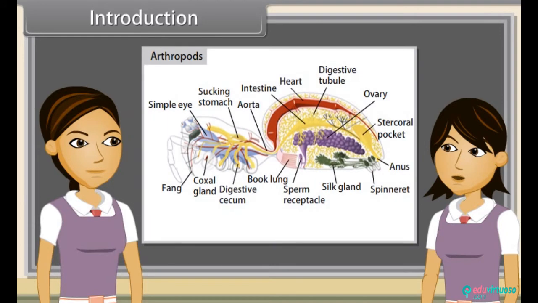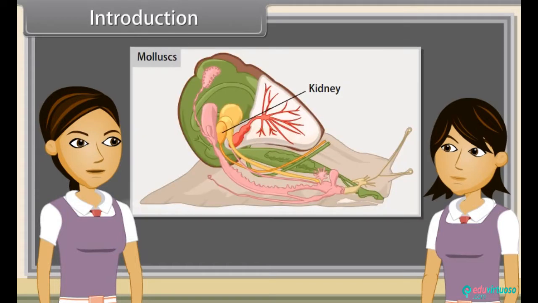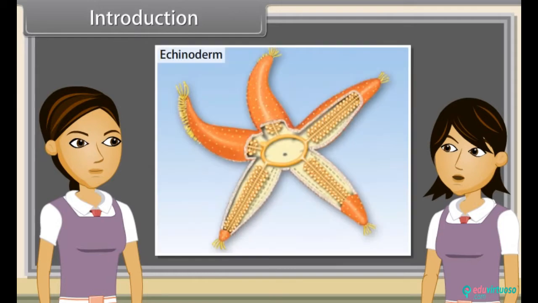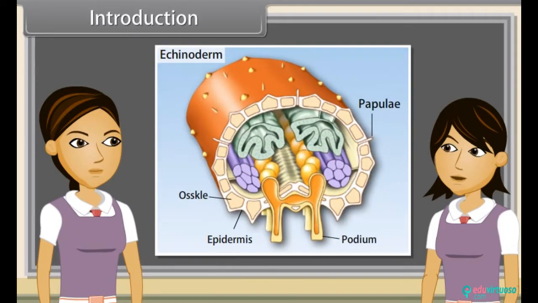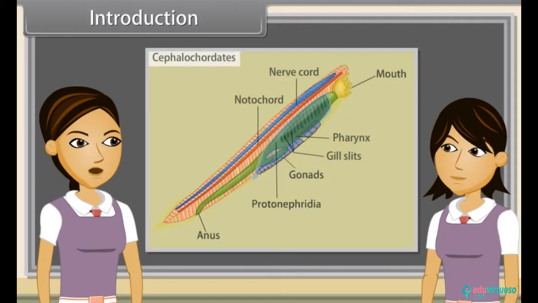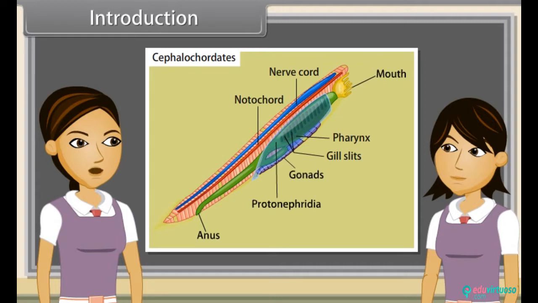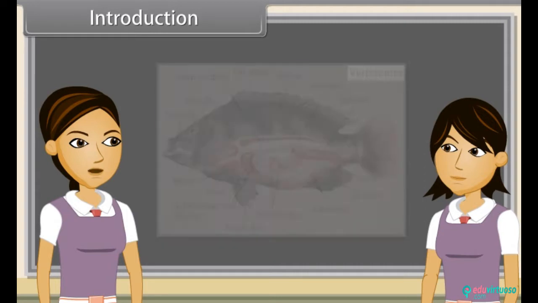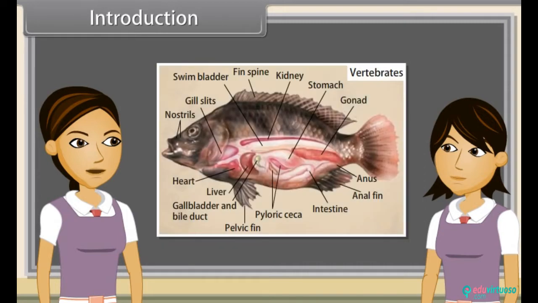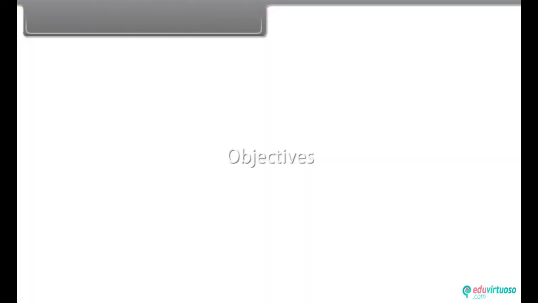In arthropods, excretory organs are coxal glands, antennary or green glands, and Malpighian tubules, while in molluscs, it is kidneys. Similarly, in echinoderms, excretory organs are dermal papillae, while in urochordates, it is neural gland, and in cephalochordates, it is protonephridia. In vertebrates, excretory organs are one pair of kidneys.